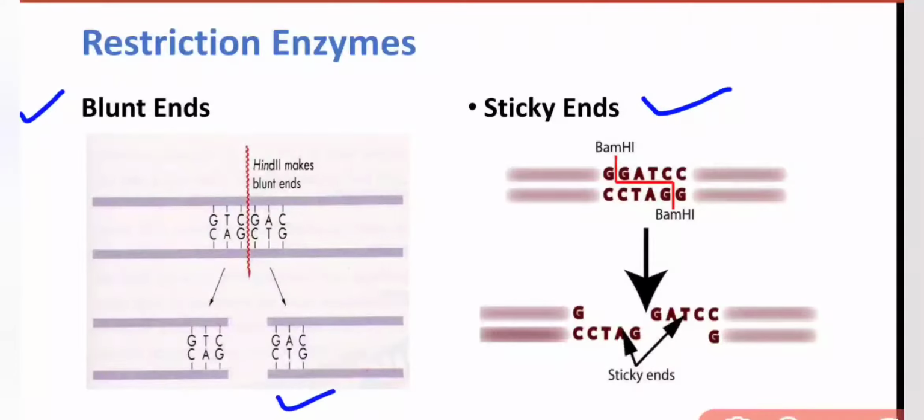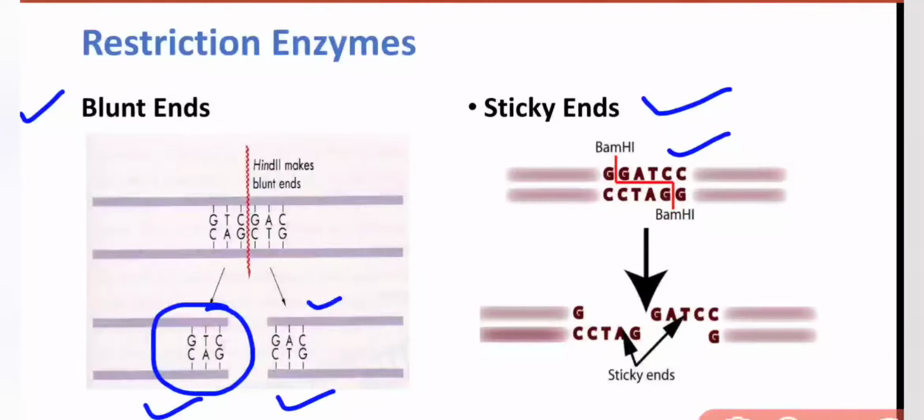Here the blunt ends are formed. No overhanging stretches there. Here you can see this is the blunt end. This is also the blunt end. But in sticky end production, the enzyme given here is BamHI, which is acting on a sequence GGATCC and giving a cut between the two G residues, due to which sticky ends are produced.